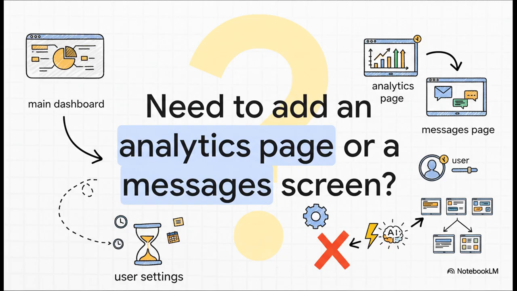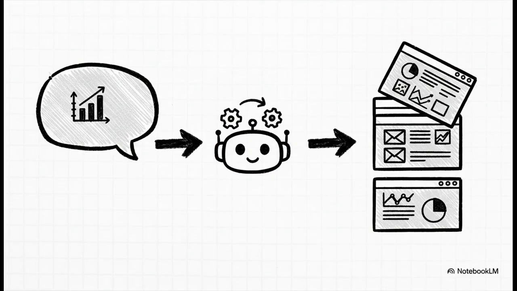Normally, each of those new pages would mean days, maybe even weeks, of more coding. But with this method, you just ask. You literally have a conversation with the AI. A simple prompt like, hey, now can you design an analytics page using the same theme, is all it takes. The AI remembers the style, keeps everything consistent, and just builds the new page for you. In minutes. You could build out an entire multi-page application just by talking to it.